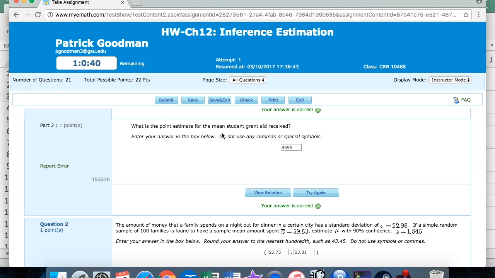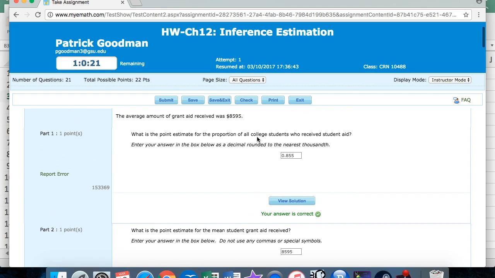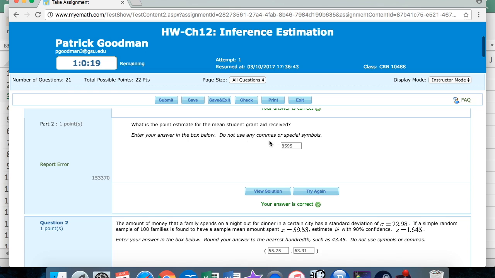Please, when you guys are doing this for homework or tests, pay attention to this. Don't put commas or any special symbols. That could help a lot with any frustration you might have. If you put it in there, it could count it as wrong, and then all of the work that you did, just because of the symbols, could make this wrong. So please pay attention to what they say here.